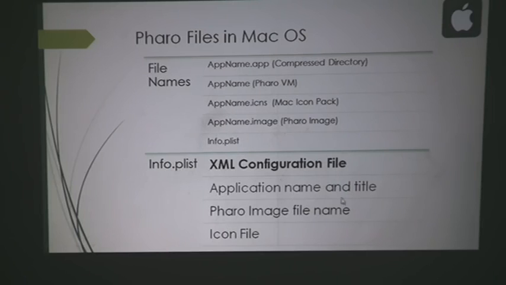So like the application name, the title, the name it will give in Mac when it's running for the process. You get to tell it the image file name, the Faro image file name, so it can find it, and also some information for the icons.